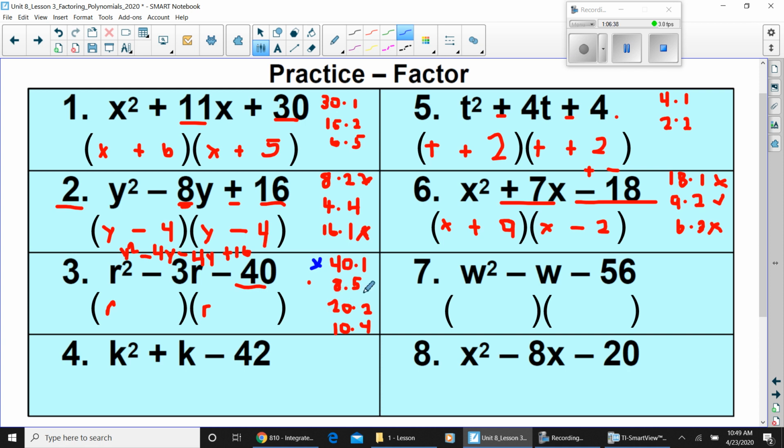8 and 5. 8, 9, 10, 11, 12, 13. Yes, I counted on my fingers. 13. Or 8 minus 5. 6, 7, 8. That's 3. That's good. 20 and 2 is 22 or 18. That's no good. And then this is 14 or 6. So that's no good. So it's definitely 8 and 5.